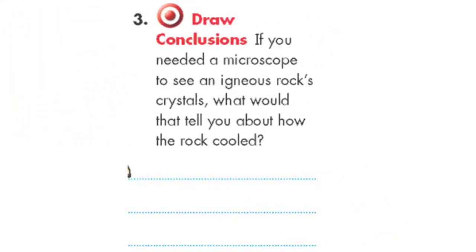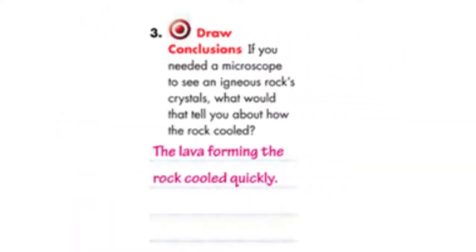Now, let's answer question number 3, page 247. Draw conclusions. If you needed a microscope to see an igneous rock's crystal, what would that tell you about how the rock cooled? Think for a while, guys. It asks you if you need a microscope to see crystals. So it is hard to see crystals, so is it cooling quickly or cooling slowly? Yes, it is cooling quickly. The lava forming the rocks cooled quickly.